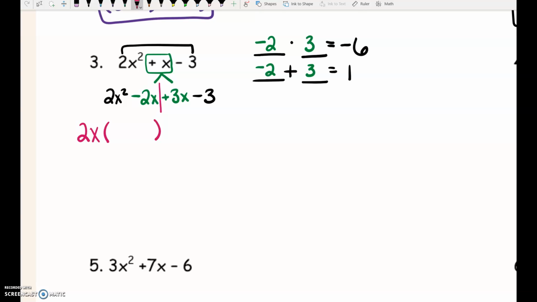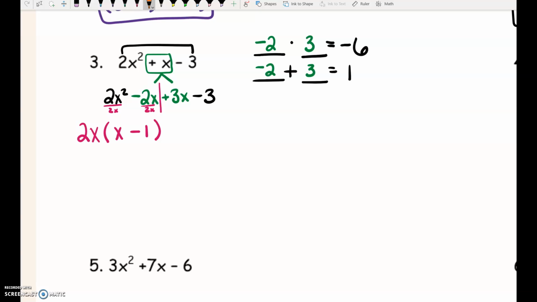So I'm going to pull that out. I'm going to factor out the greatest common factor of those 2 terms. So 2x squared, if I divide that by 2x, what would be left? Just x. Negative 2x divided by 2x is negative 1. If you multiply that back together, 2x times x is 2x squared, 2x times negative 1 is negative 2x. So we're just undoing the distributive property in the left portion of that problem.